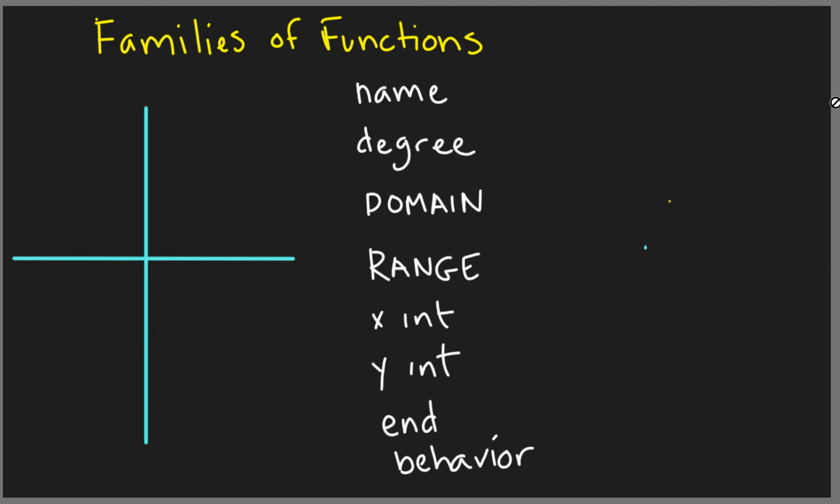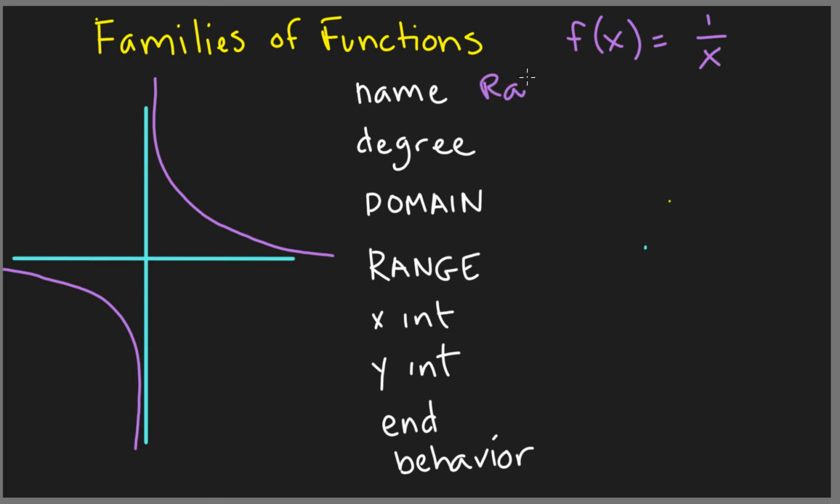The next function we have is called the rational functions. Rational functions have a parent function of 1 over x. This is going to give you a function like this, where now we have two asymptotes, whereas we had an asymptote at y equals 0 previously for the exponential function. We're going to have both an x and a y asymptote. So these are called rational functions.